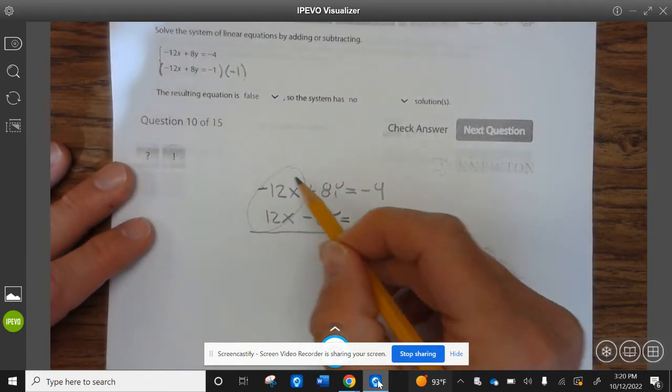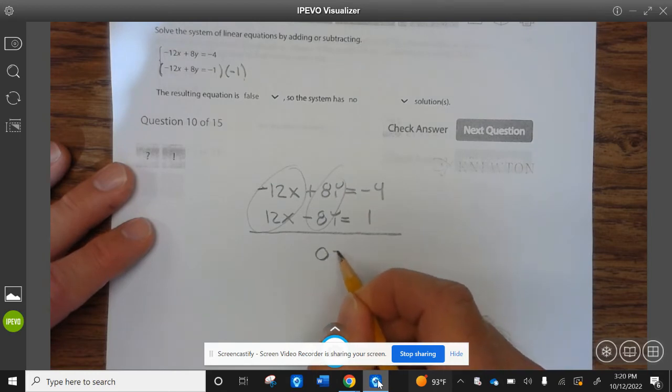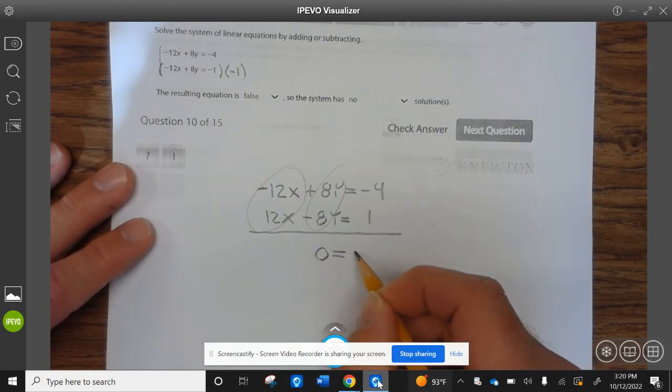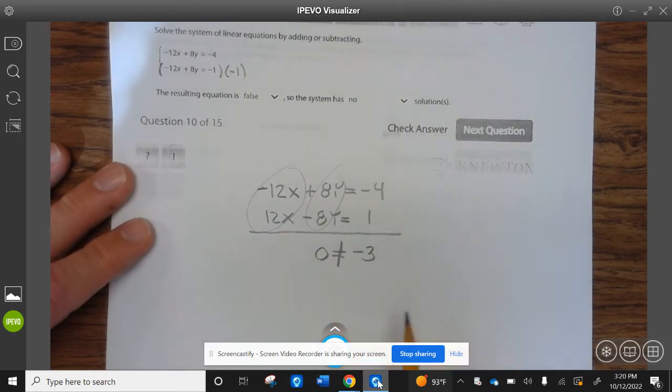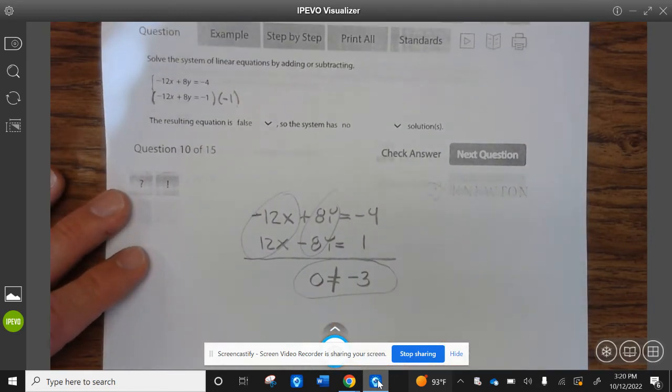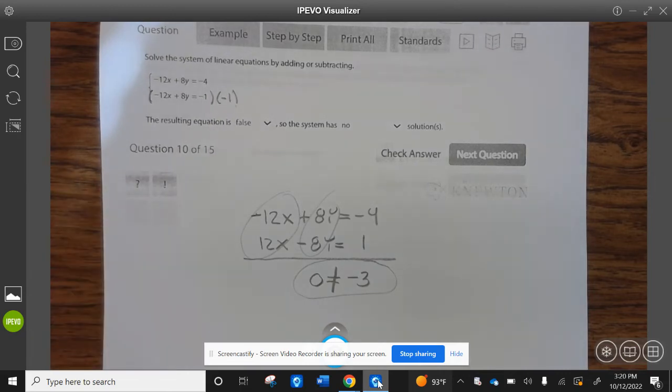Well, this becomes 0, this becomes 0, so you get 0 equals -4 plus 1, which is -3, which will never be true. So the resulting equation is false, so the system has no solutions. All right, go ahead and finish up the example.